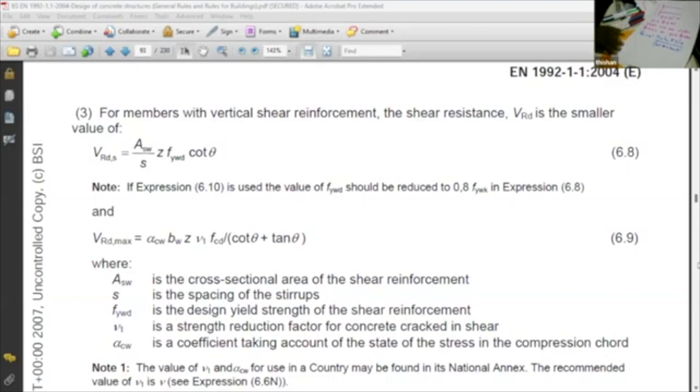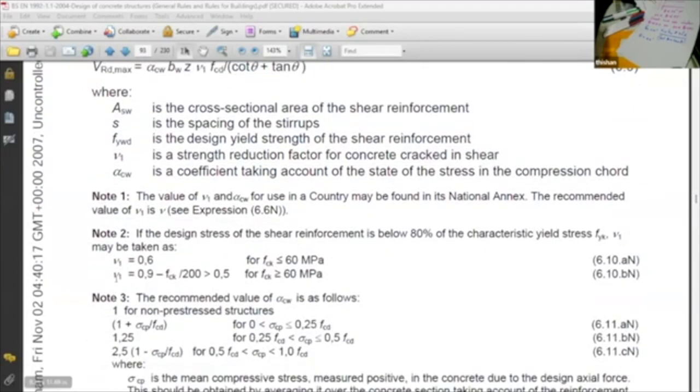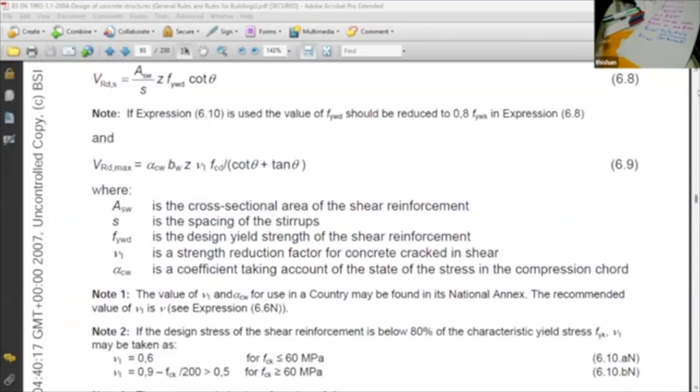A big equation. So, how are we going to deal with it? First, assume theta is 22. Substitute in this one, and alpha CW is equal to 1 for a non-prestressed concrete structure. Alpha CW is 1. Okay, good news.